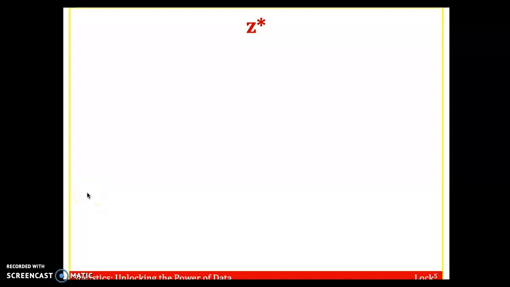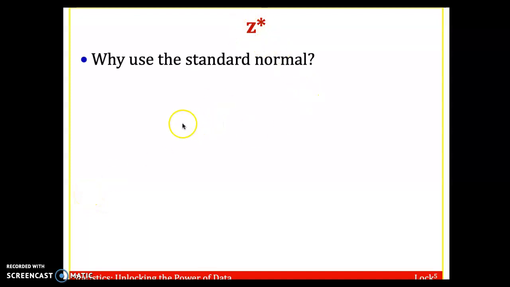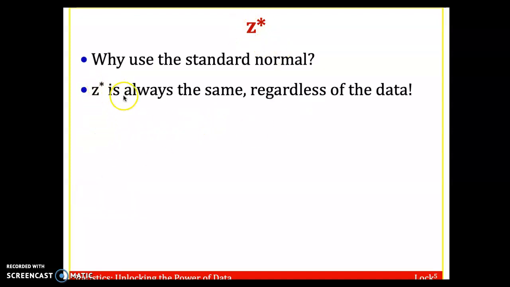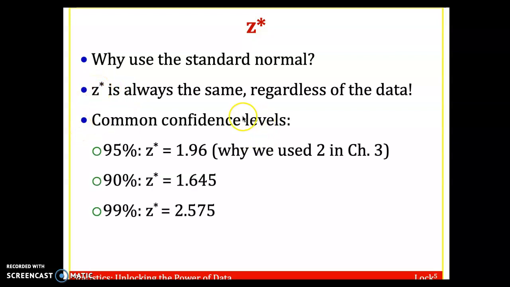So why use the standard normal? Why use this Z-star? For one, Z-star is always the same. Whatever data you're doing, means, proportions, correlations, Z-star will not change. We have some pretty common confidence levels. For 95% confidence intervals, 1.96. That's why we use 2 in Chapter 3 in the confidence interval formula. For 90% confidence intervals, Z-star is going to be 1.645, and for 99%, it would be 2.575.